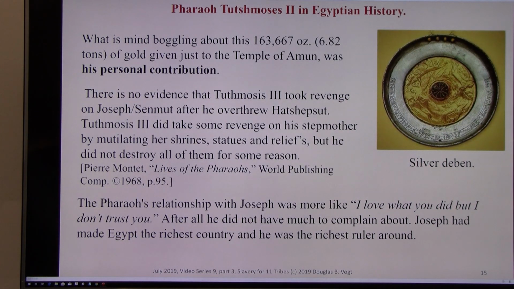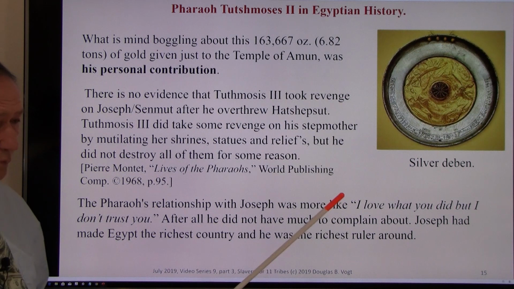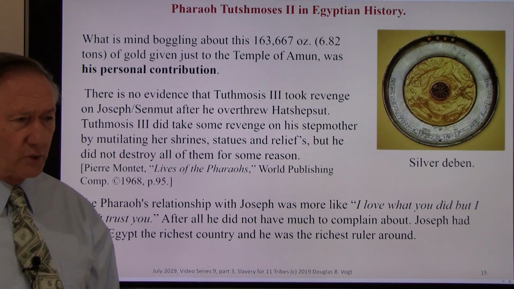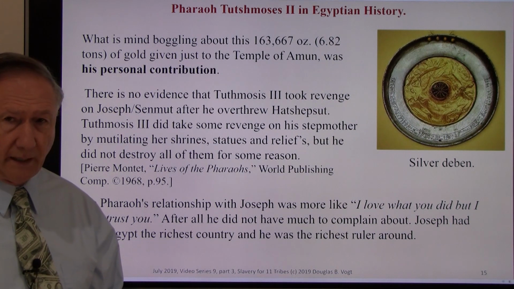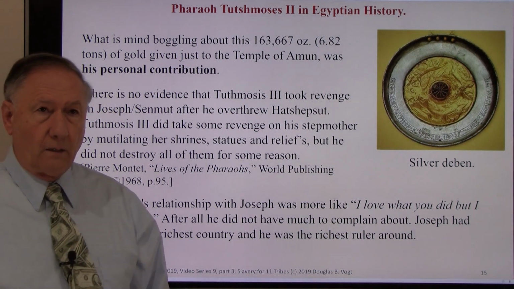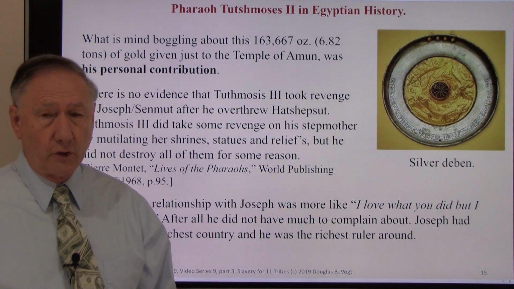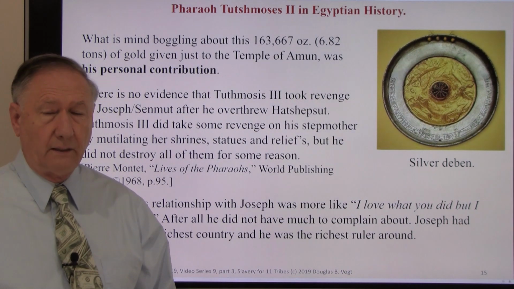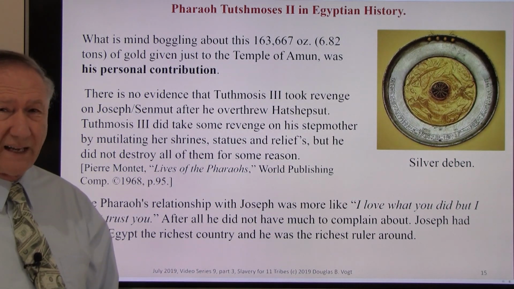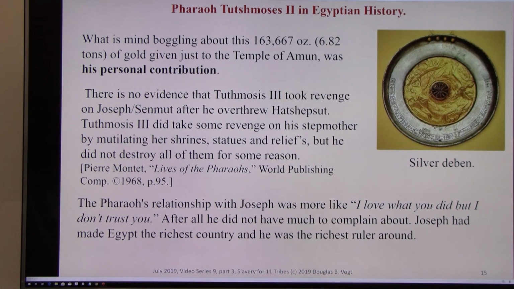There's no evidence that Tutmosis III took revenge on Joseph as Sanmut after he overthrew Hatshepsut. He did deface her statues, some of them, whatever he could find, and other monuments, but she had built so many because she had so much money. You could assume that the number you saw here, multiplied by 10 or 20, maybe even 30 times, is what they took in. Maybe even more than that. I mean, it's just personal contribution, 6.8 tons of gold.